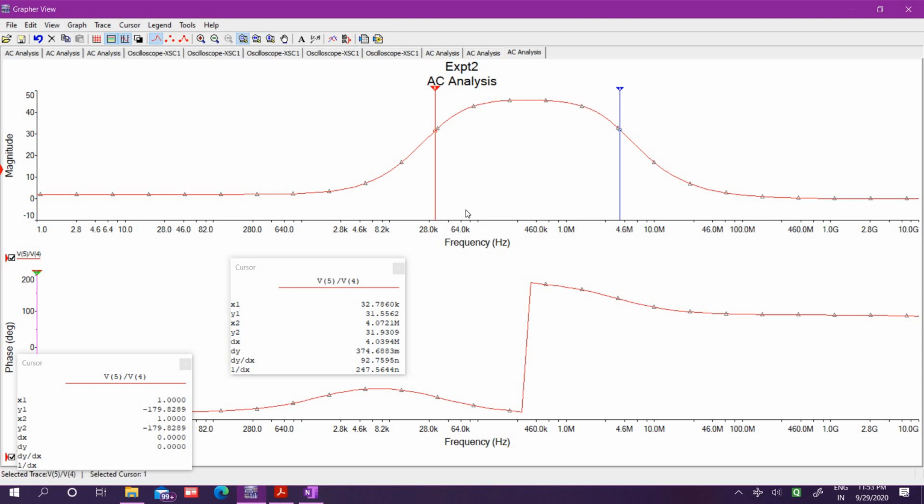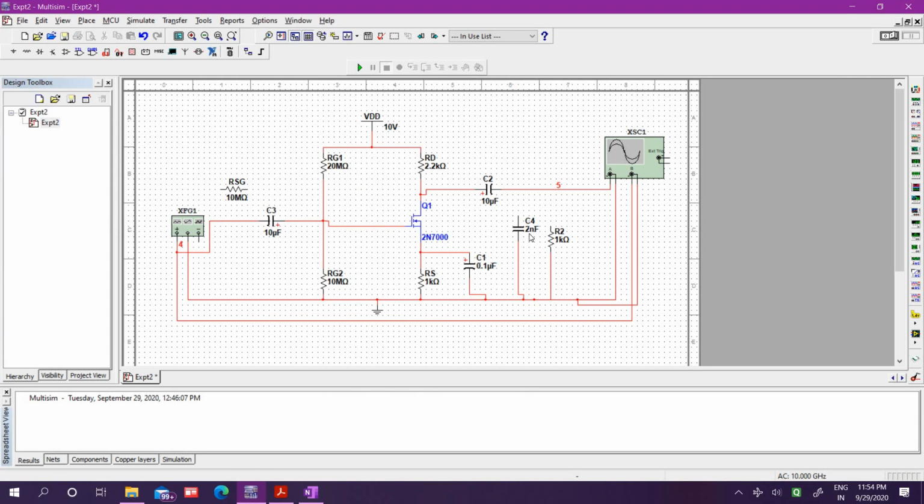so now the frequency will be between 28k to, this is X2, 4.072 megahertz. So see, it will affect your lower cutoff frequency. So the lower cutoff frequency will get affected due to the source bypass capacitor value. The lower side frequency gets affected, so we get less bandwidth, so it will affect the bandwidth.